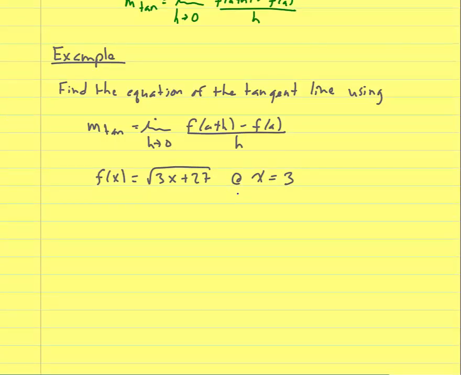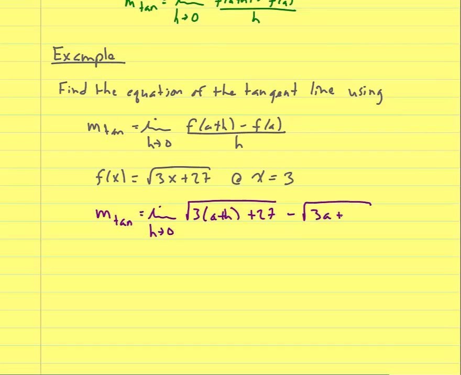So to find the slope of the tangent line, of course, we never drop any of our notation. We drag all that along. We look at the limit as h approaches 0, f of a plus h. That would be the square root of 3 times a plus h plus 27. So this is f of a plus h. And then I subtract f of a, so that would be subtracting the square root of 3a plus 27, and this is all over h. Now, if we plugged h in as h approaches 0, I would get 0 over 0, which is indeterminate. And of course, indeterminate means to do more work.